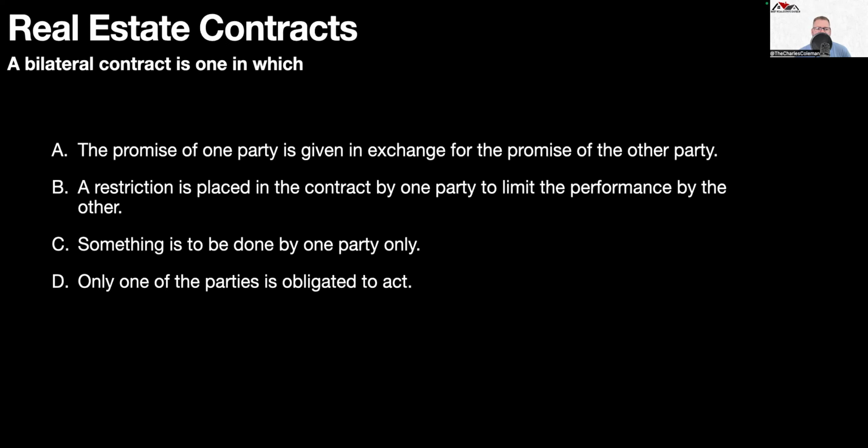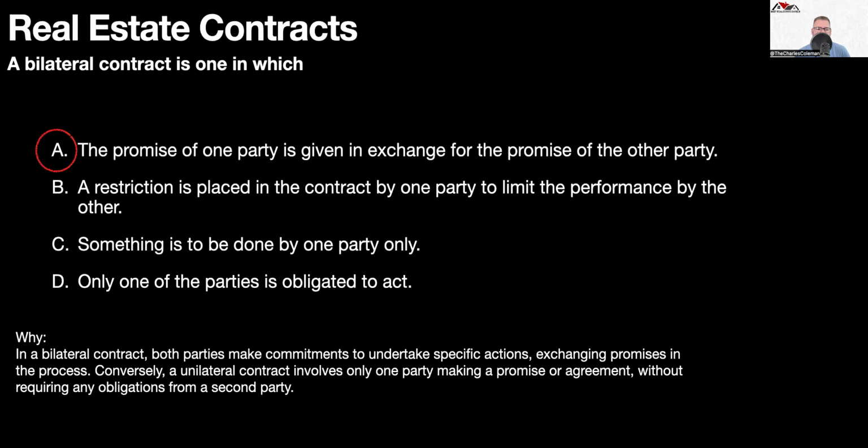A bilateral contract is one in which the promise of one party is given in exchange for the promise of the other party. In a bilateral contract, both parties make commitments to undertake specific actions, exchanging promises in the process. Conversely, a unilateral contract involves only one party making a promise or agreement without requiring any obligations from a second party.